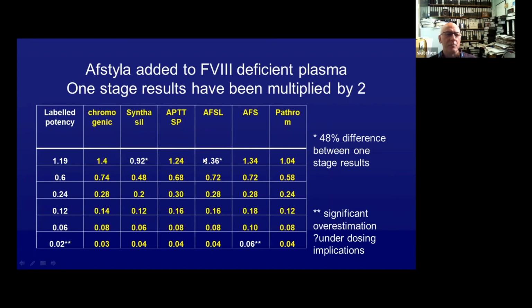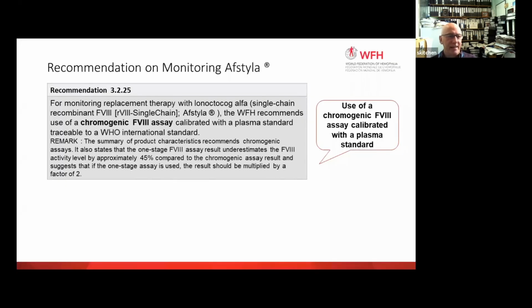Well, we did see some difference even after the correction factor was applied, close to a 50% difference here, each individually relatively close to the target, but nevertheless, particularly at this low sample, I think there's some significant overestimation here, and that could in principle have implications for dosing. So personally, I prefer the chromogenic assay in relation to this product, and indeed, that's the recommendation from World Federation of Haemophilia, use the chromogenic assay.